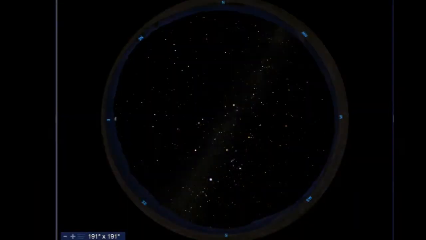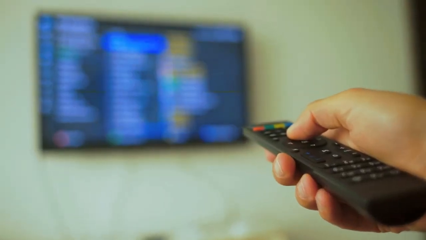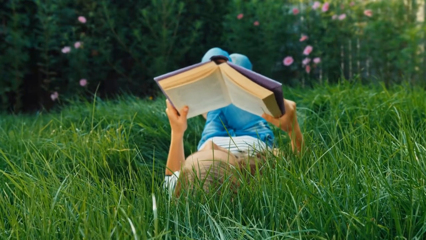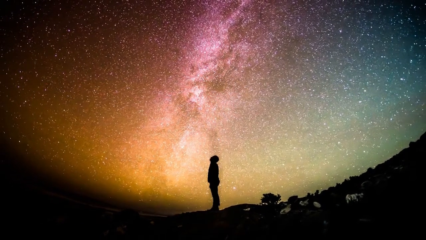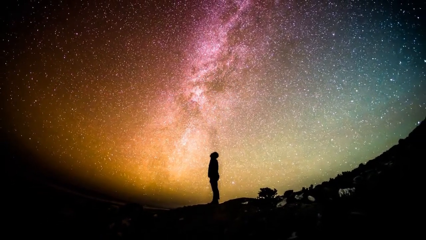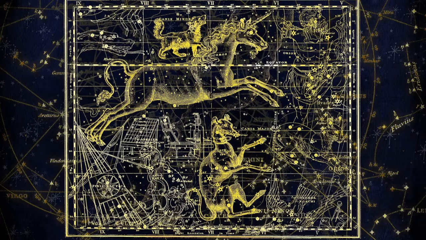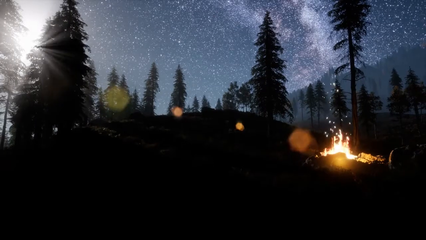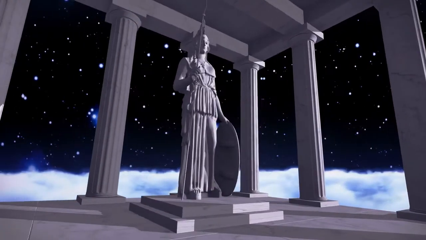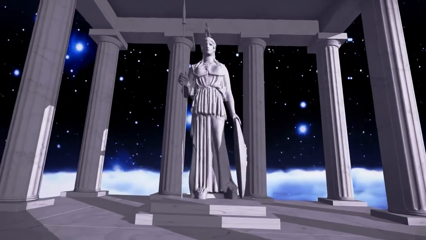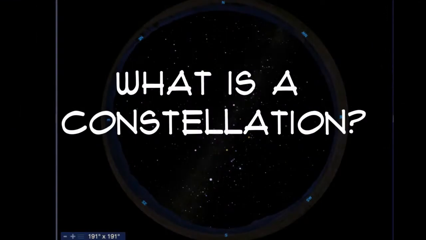Okay, so long before there were video games, before there was television, or even books, people used to spend many hours outside at night looking up at the sky. They would use the brighter stars as guides, and then they would imagine pictures of great heroes, wild beasts, and beautiful princesses. Often they made up stories to go along with the pictures, and over the years, these stories were repeated from parents to their children. Today, we call these stories myths, and they go hand in hand with the constellations that we see in the night sky. So, what is a constellation?